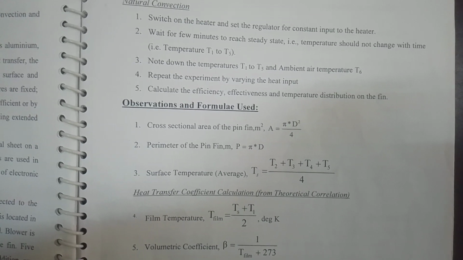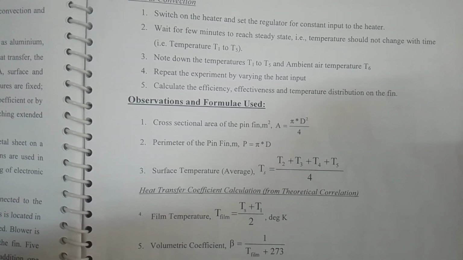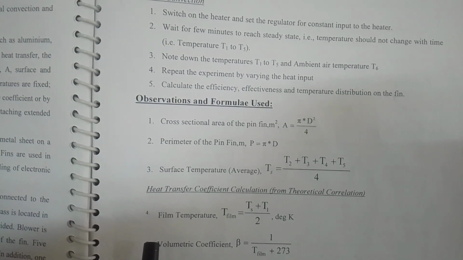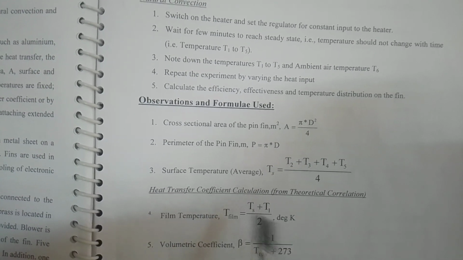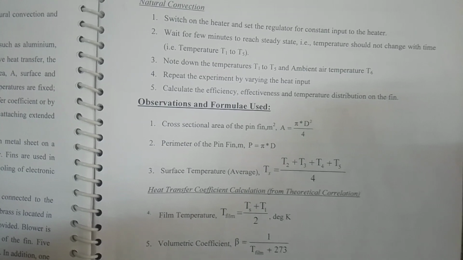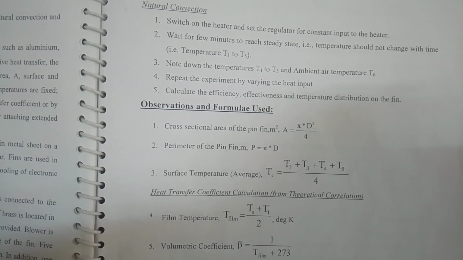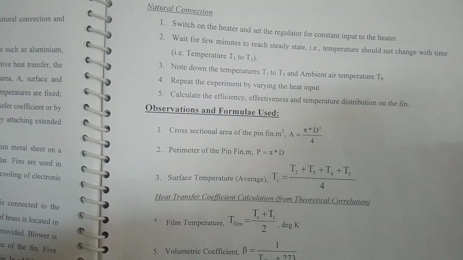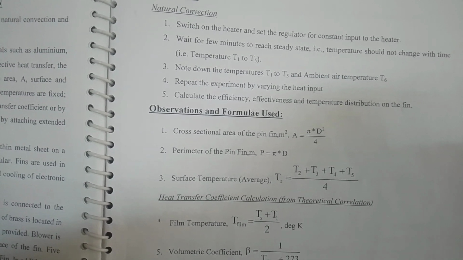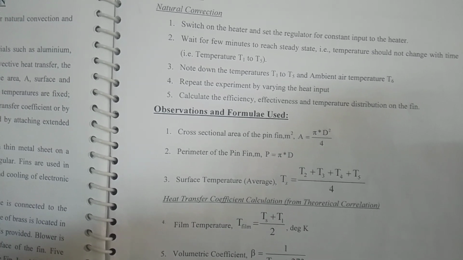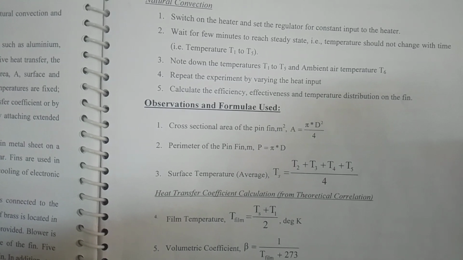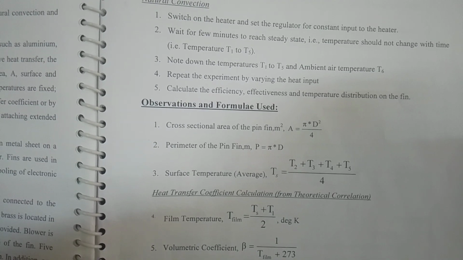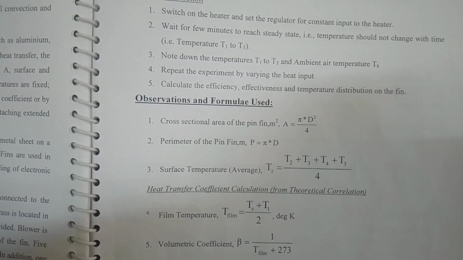Then the heat transfer coefficient calculation. So the theoretical correlation we are going to find out. We are going to find out the film temperature. Here, the average surface temperature that you have taken, and T1, that is the ambient temperature, the temperature of the air, so you can find out the film temperature. Then the volumetric expansion coefficient, that is 1 by (film temperature plus 273) Kelvin, we are going to find out. Now note down the properties of air for the film temperature.